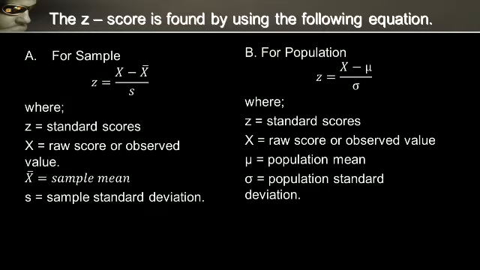And then, meron po tayong for population, where the value of Z is X minus mu all over the small letter sigma. No? So, where Z is standard score, X is the raw score or observed value, and then the mu is for your population mean, and then for the population standard deviation, yun yung maliit na sigma. And yan po yung dalawang formula na gagamitin natin. Pero, per problem po, isa lang naman ang gagamitin natin, is for sample or for population.